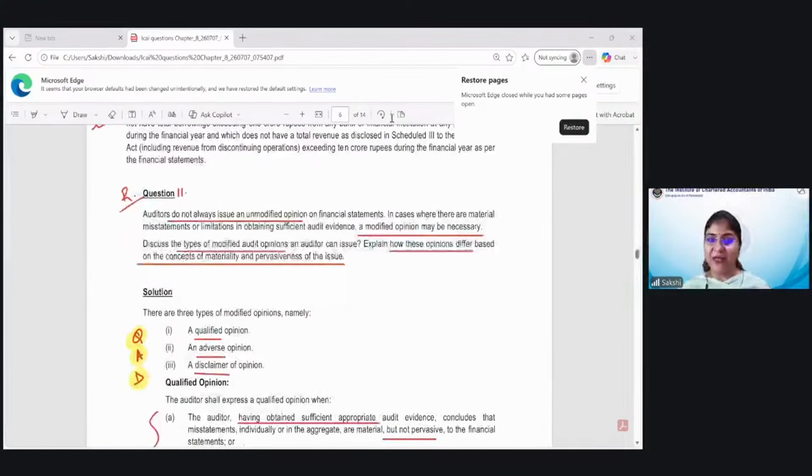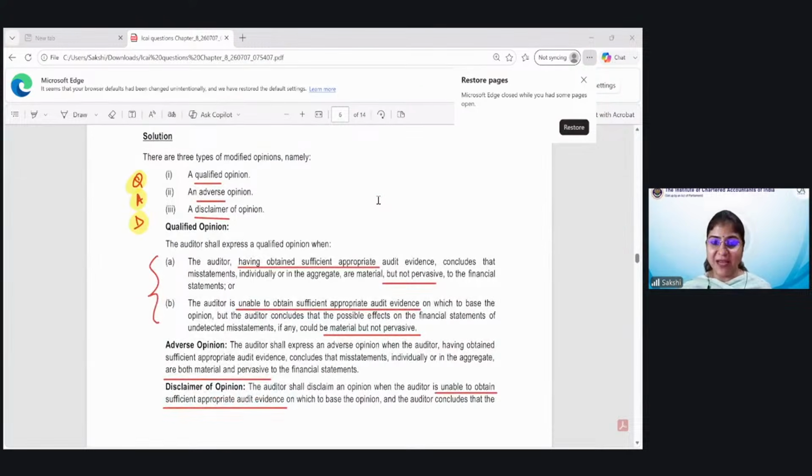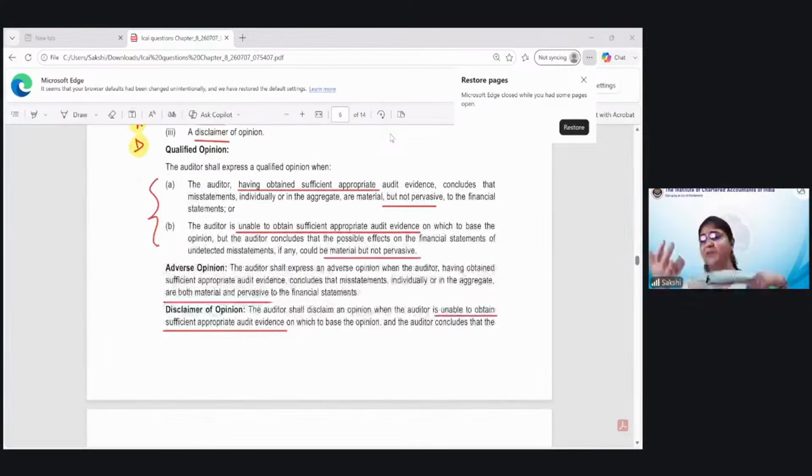All right. So there are three types of report: qualified, adverse, and disclaimer of opinion. Qualified, you will say, having obtained sufficient and appropriate audit evidence, but misstatement is material but not pervasive. Or he was unable to obtain sufficient and appropriate audit evidence, but still he thinks that the possible effect could be material but not pervasive. In case of adverse, having obtained sufficient and appropriate audit evidence, he concludes that the misstatement is material and pervasive. Disclaimer: he was unable to obtain sufficient and appropriate audit evidence, but still he concludes that the possible effect of misstatement could be material and pervasive.